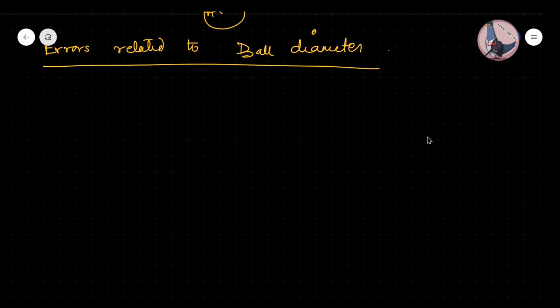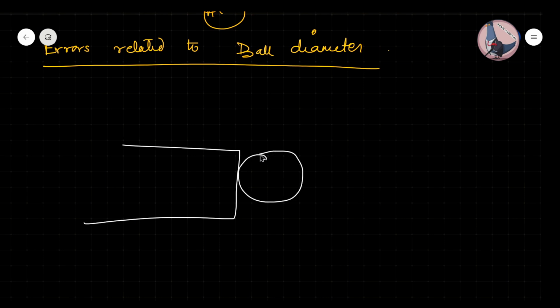Now suppose there is an object and it is being touched by the probe. So which point will be taken as the coordinate? This point or the center of your ball? It's a very common question to be understood.